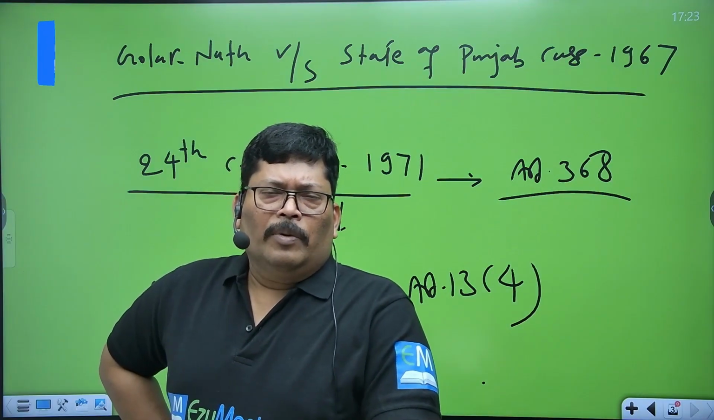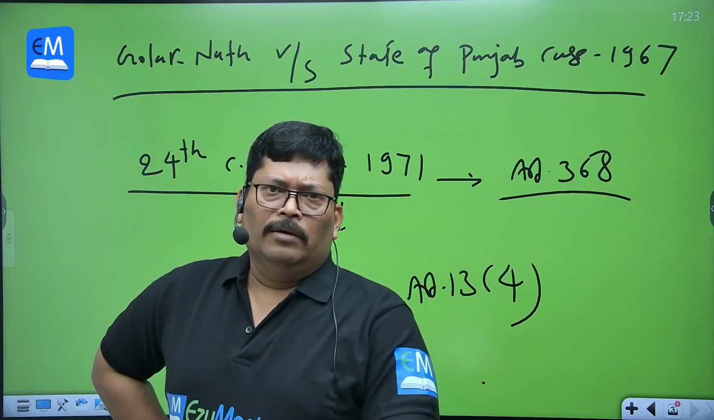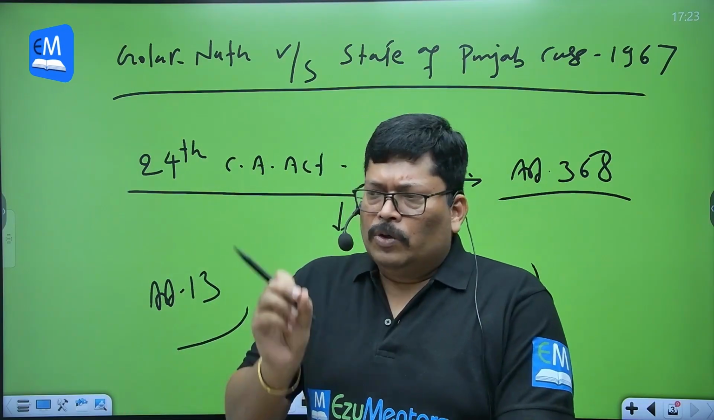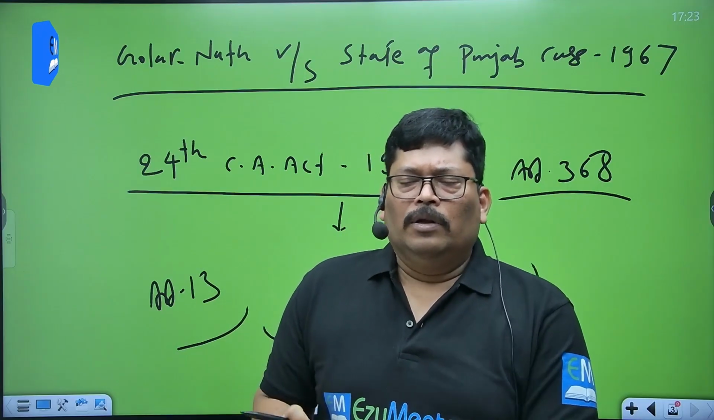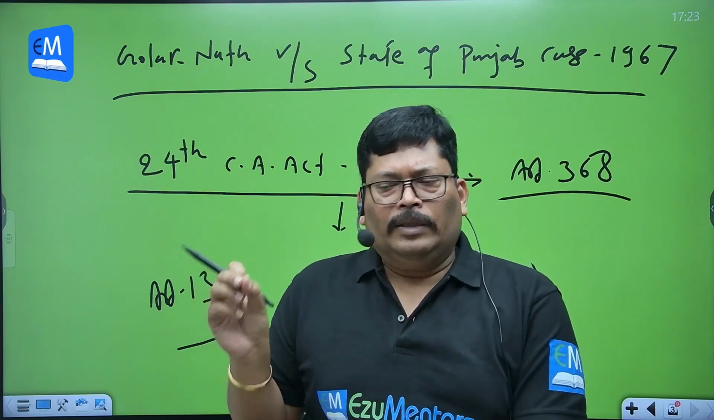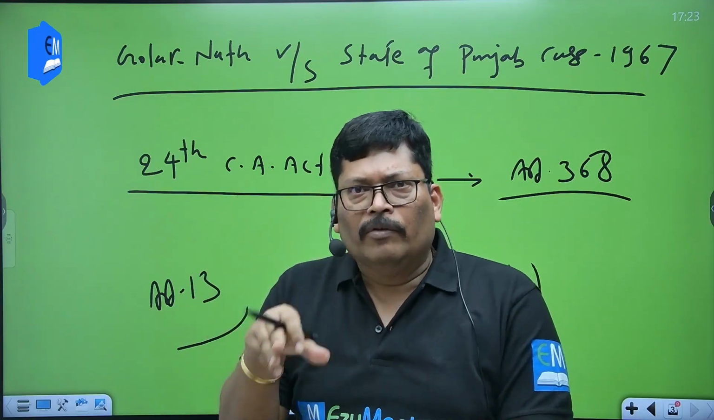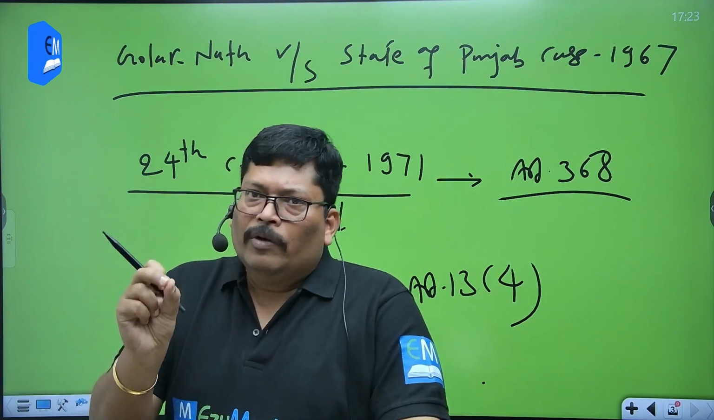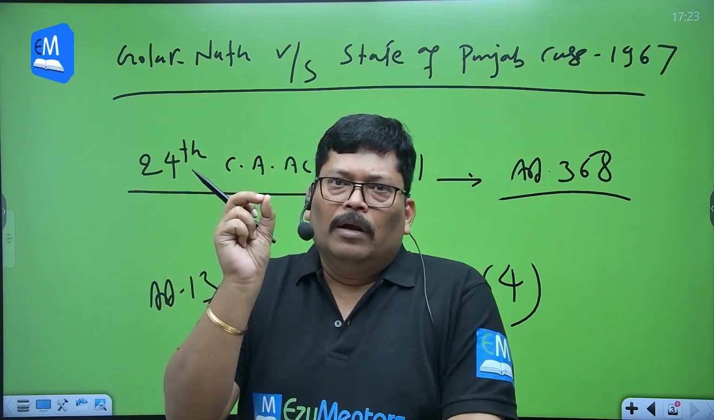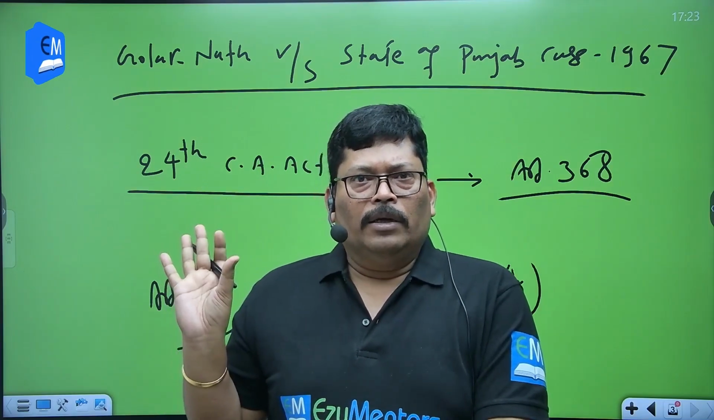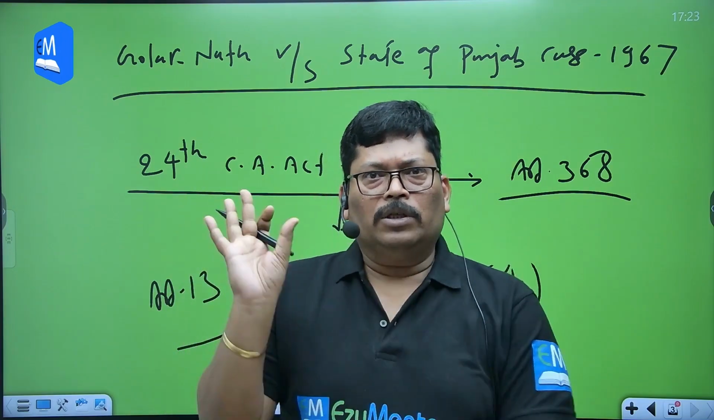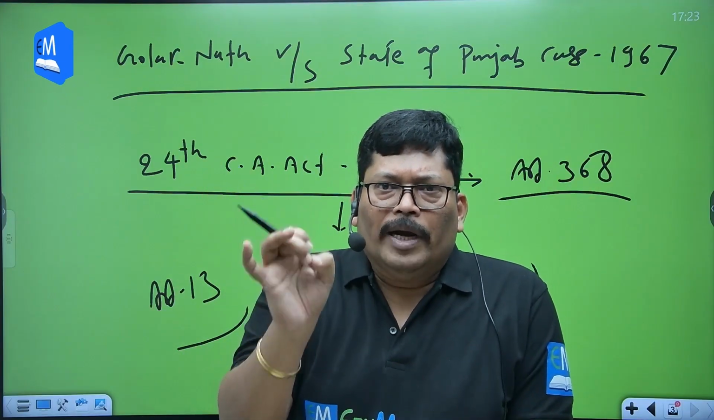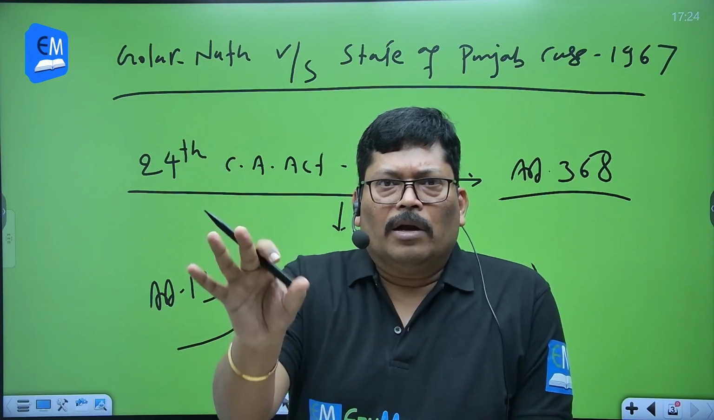But the Parliament wanted to make it clear that the concept of judicial review should not be extended upon the constitutional amendments that took place within the purview of Article 368. Means judicial review shall be made applicable upon the ordinary laws only, not upon the constitutional laws, not upon the constitutional amendments made by the Parliament of India under Article 368.